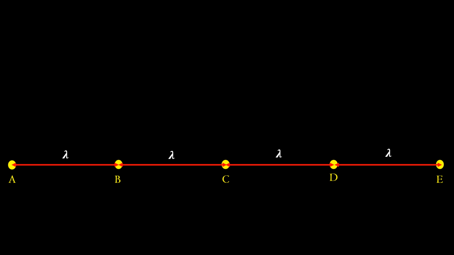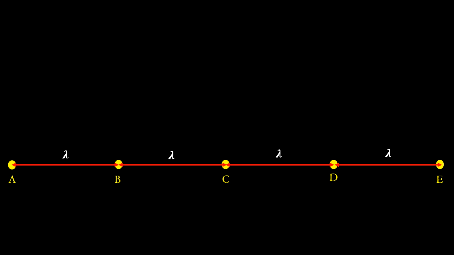Let's say, for instance, that points A and B are separated by one wavelength, lambda. We then say that points A and B are in phase. Points B and C are also in phase because they are separated by one wavelength. The same way, points C and D are also in phase as they are separated by one wavelength. Points D and E are also in phase as they are separated by one wavelength.